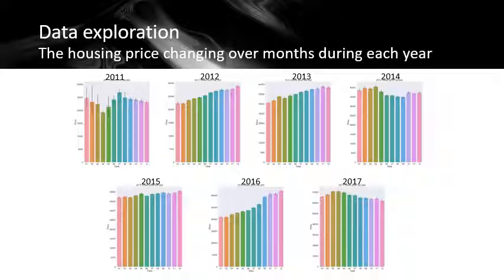The third one is the housing price changing over month during each year. There is no obvious uniform trend for all years. For year 2012, 13, and 16, the prices rise with month. For year 11, 14, and 17, the prices are rather fluctuating with peak at July, April, March, and April respectively.